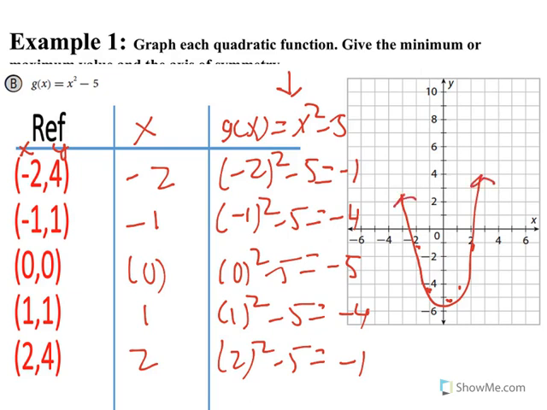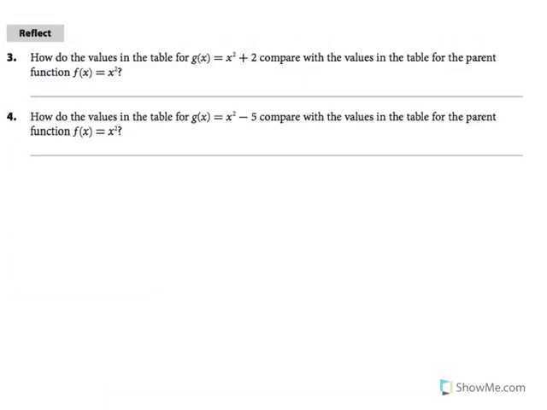Okay, if you see, the blue is our parent graph, and you notice that the graph shifts 5 units down. So the absolute value of negative 5 is 5. Okay, let's go on to our next example.